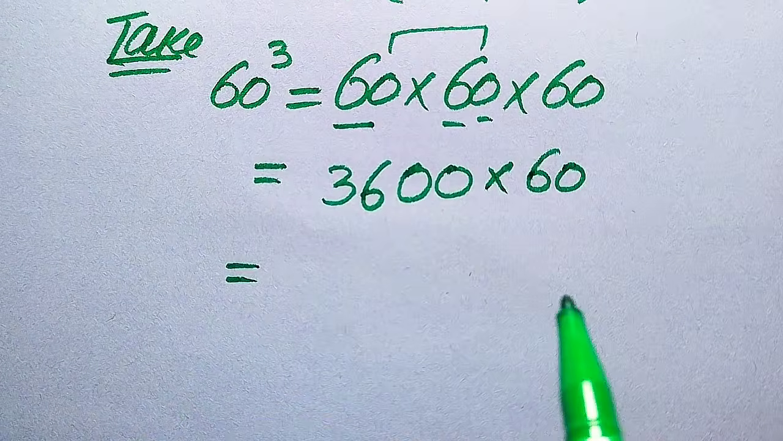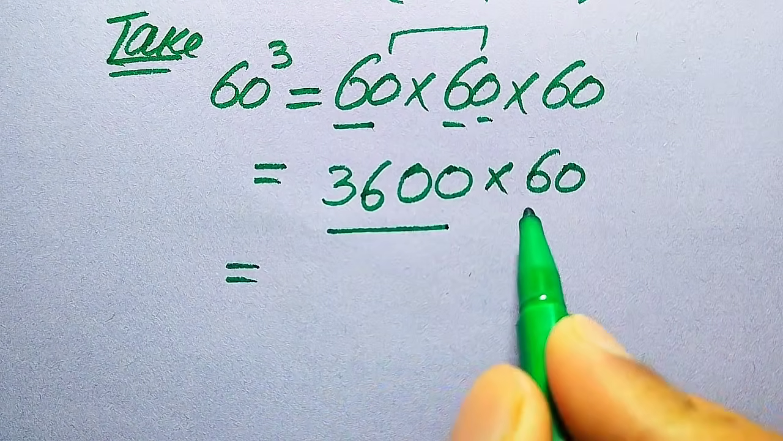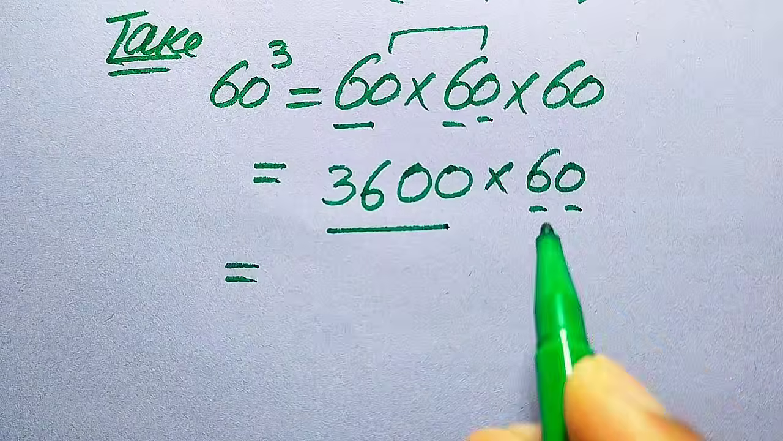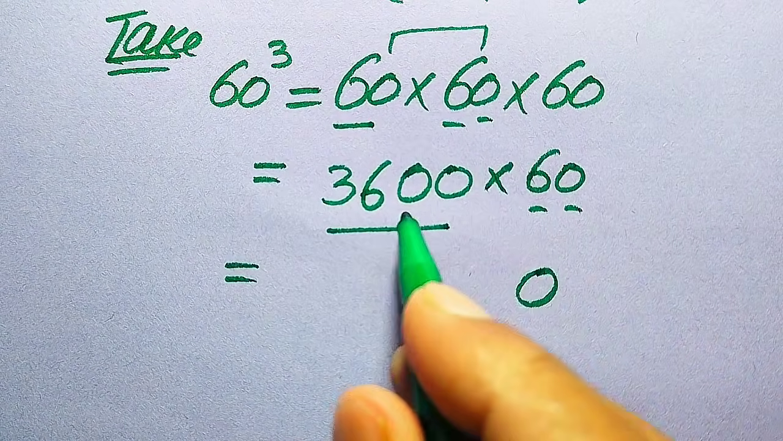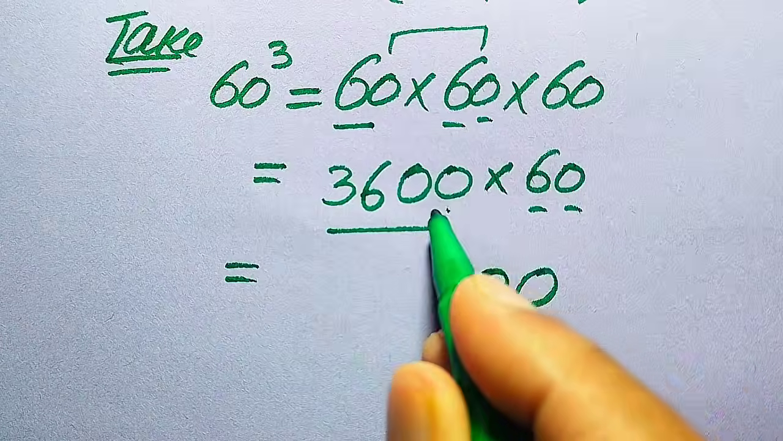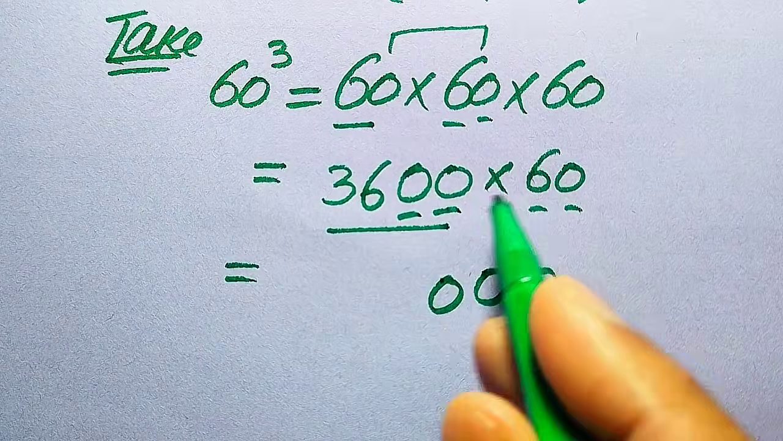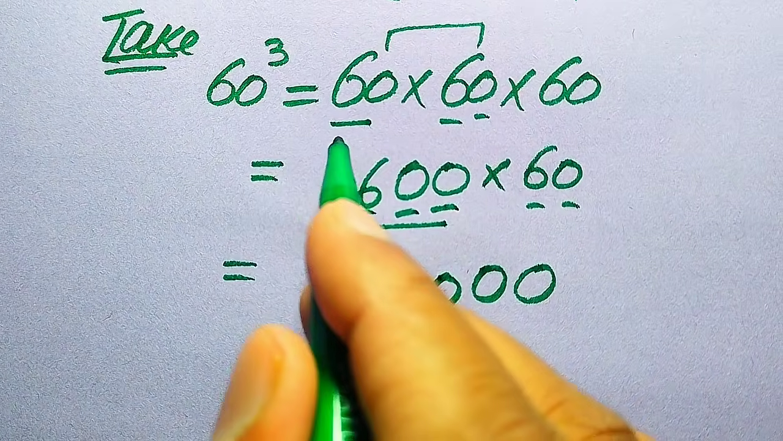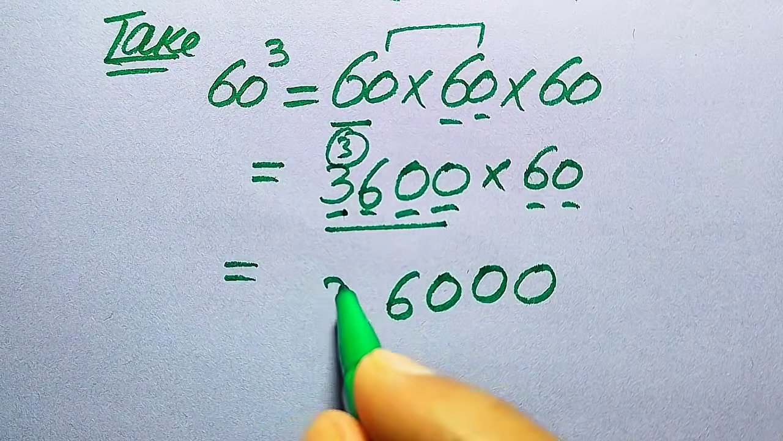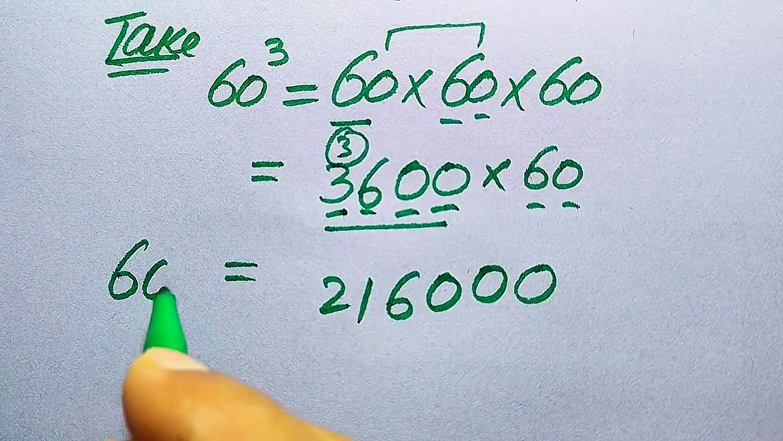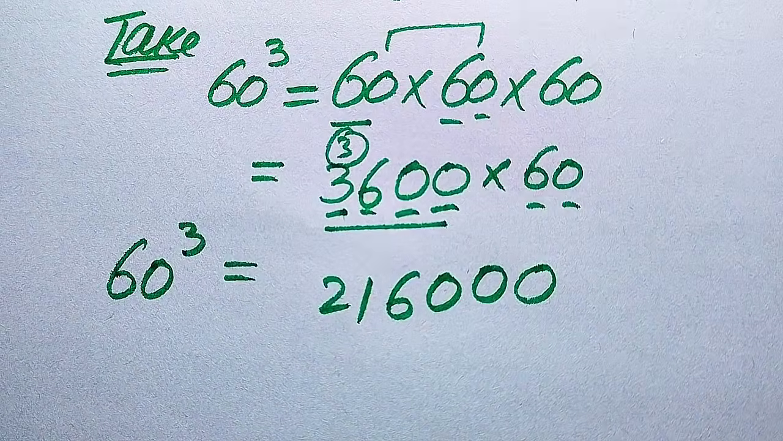Now again we consider this as a one digit number and this as a two digit number, and we multiply 0 with this number, we get 0, and 6 times this number: 6 zeros are 0, 6 zeros are 0, 6 sixes are 36. We write 6 and carry 3. 6 threes are 18, 18 plus 3 becomes 21. So this is the value of 60 cubed.